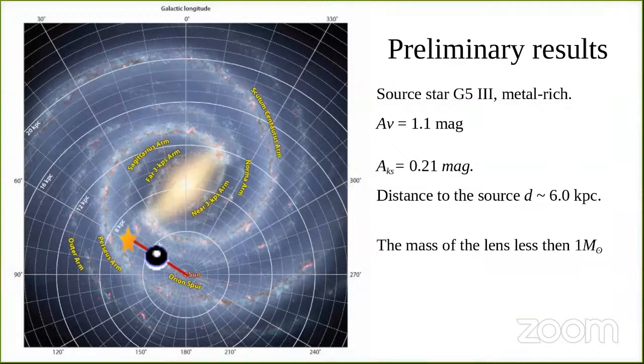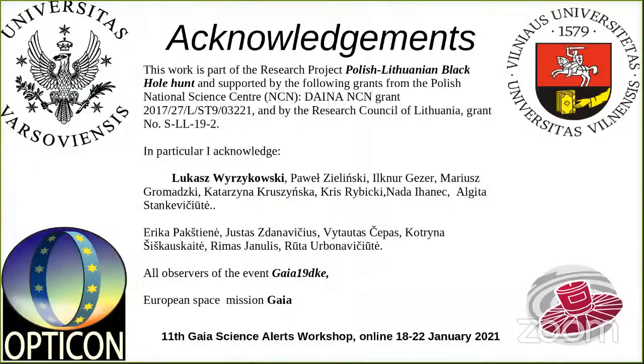Now about the lens mass. Due to the modeling, it is clear that the lens mass is less than 1 solar mass. It is good news and bad news. Good news because we approximately know that it is a small mass. Bad news, I think you understand from the second slide.